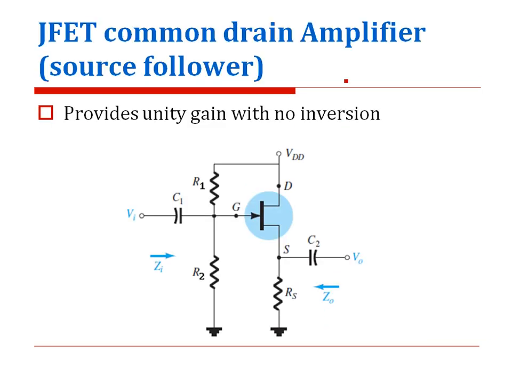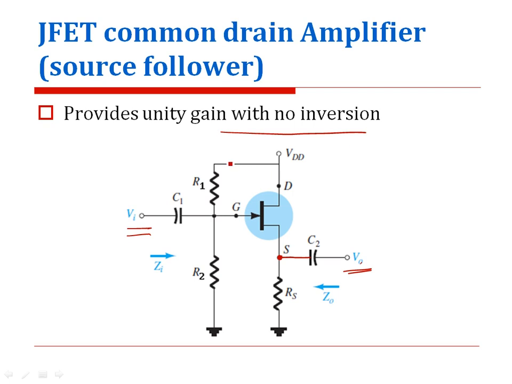Next we'll see the JFET common drain amplifier or the source follower. As we have already gone through the emitter follower, in the emitter follower the output is taken across the emitter. Similarly, here across the source the output will be taken, not across the drain but across the source. So this is V naught, and the V in is applied to the gate terminal, and you have the potential divider biasing arrangement. You have R1 and R2. Now this JFET common drain amplifier will provide unity gain with no inversion.